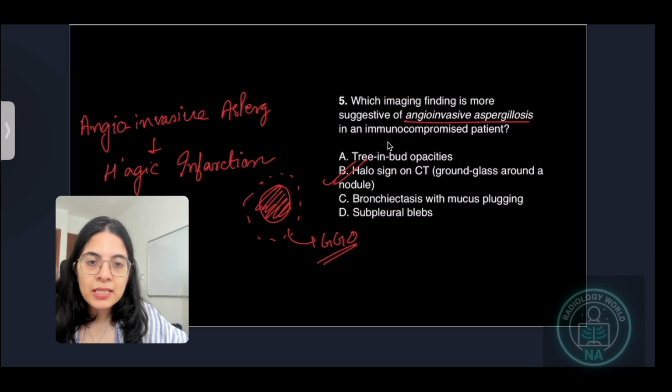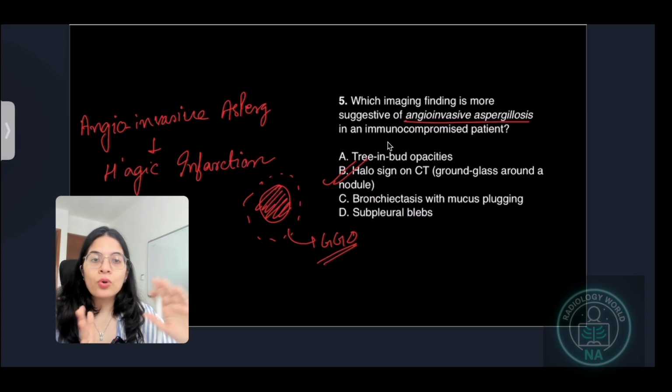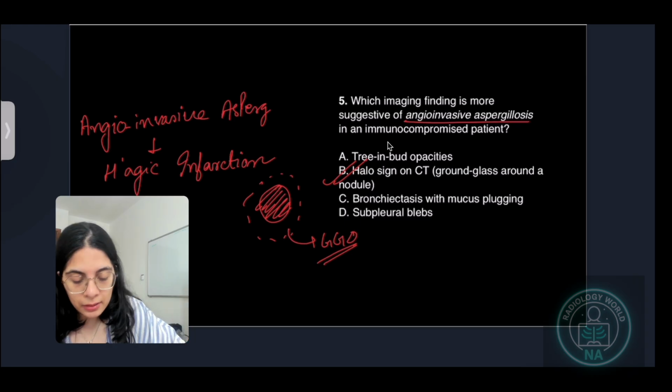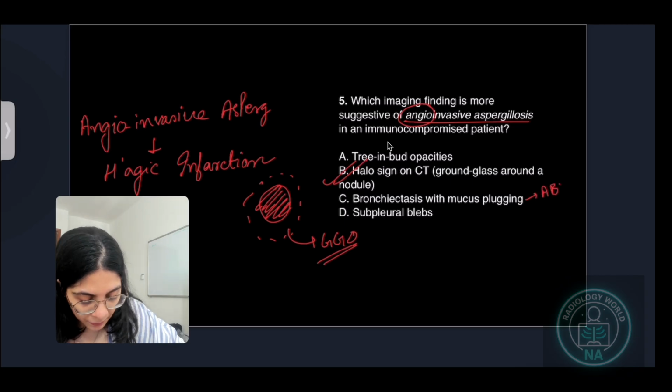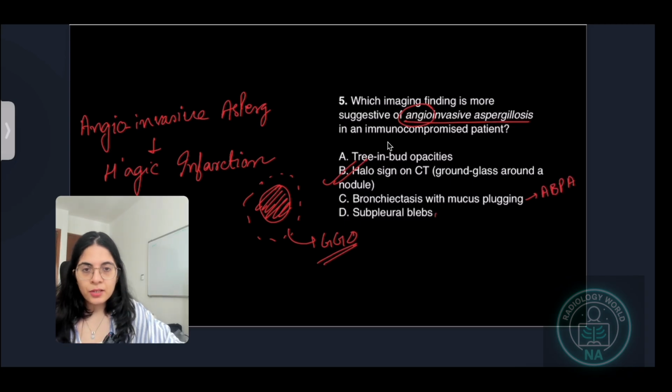See, tree-in-bud opacities is something which is commonly tested for tuberculosis, or something which is going to indicate an endobronchial spread. Endobronchial spread can also occur in invasive aspergillosis when we talk about the term broncho-invasive aspergillosis. But here they are testing you for angio-invasive aspergillosis. So whenever the vessel component is there, they are talking about halo sign only. Bronchiectasis with mucus plugging is seen with ABPA, and subpleural blebs have nothing to do with this, right?